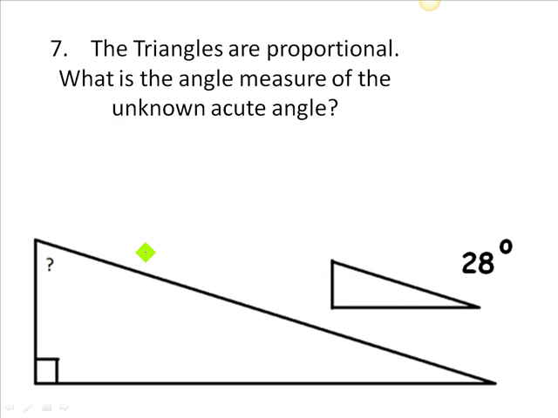Number 7, triangles are proportional. What is the angle measure of the unknown acute angle? That one right there. Click on the stop sign. Okay, let's see how you did.